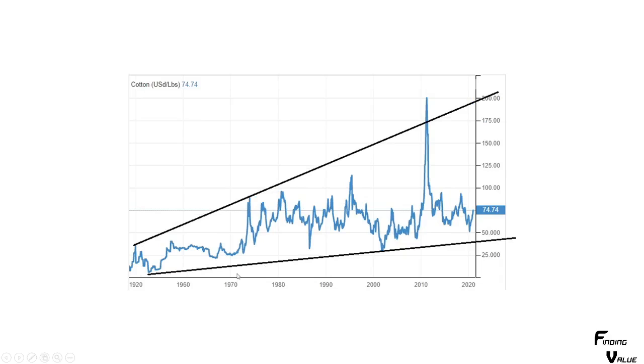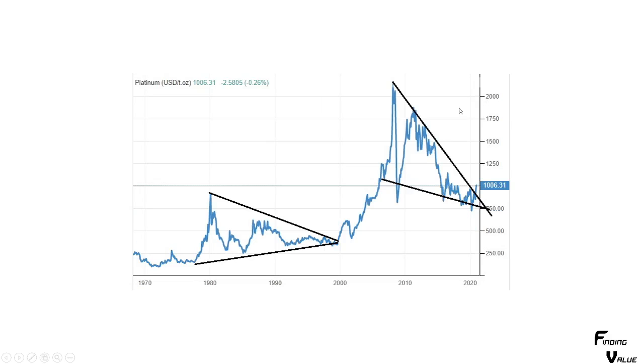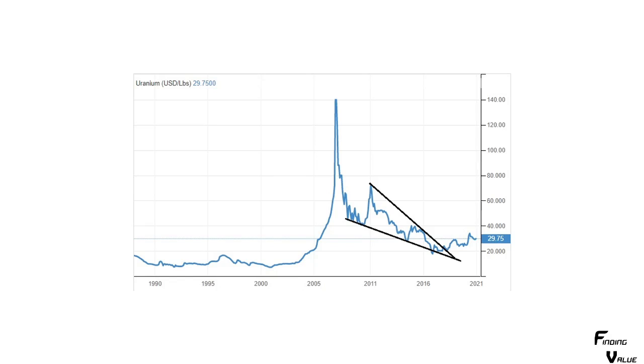Here's cotton in its massive chart pattern. Look at that thing. It's probably going to go all the way up to almost $200. Here's platinum. Look at platinum breaking out. Hey, what's going on, platinum? You want to go for a run? Yeah, look, platinum wants to go for a run. It's going to go way higher.